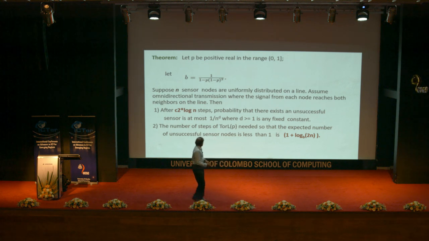So this is a funny number. I'll tell you what this number is. Don't worry about that number. We called it B, I'm going to call it C. So P is that probability. Let P be a positive real in the range of 0 to 1, and this is the probability. So here is the theorem. It's beautiful. Suppose N sensor nodes are uniformly distributed on a line.